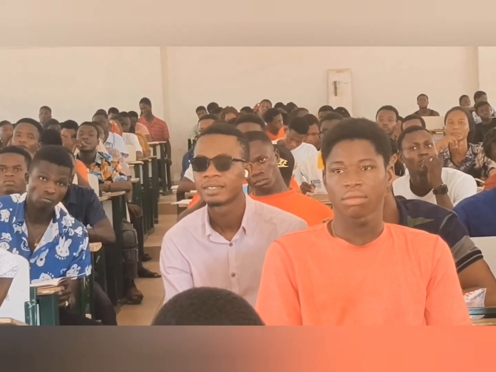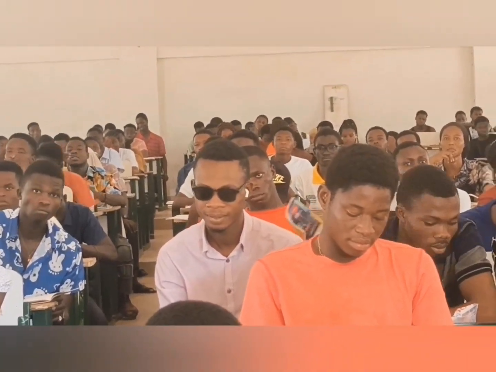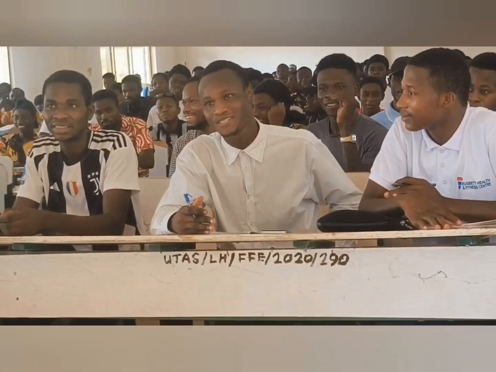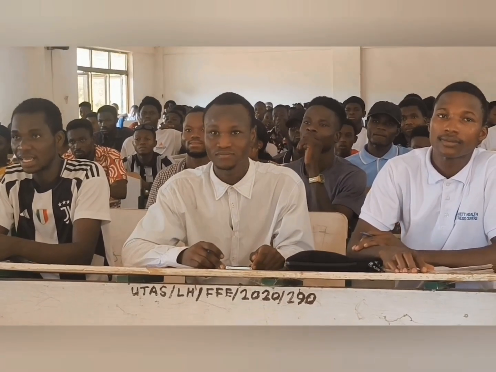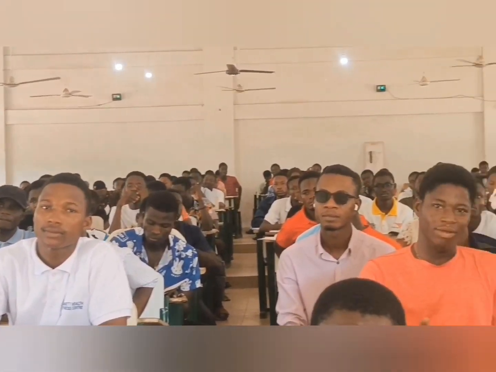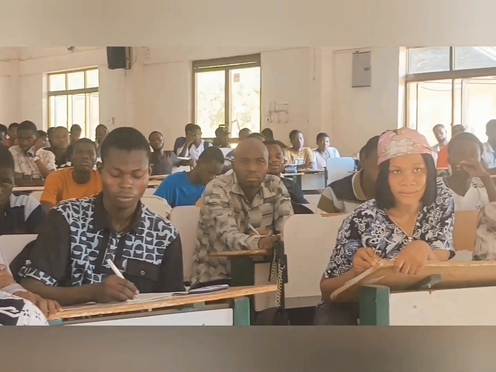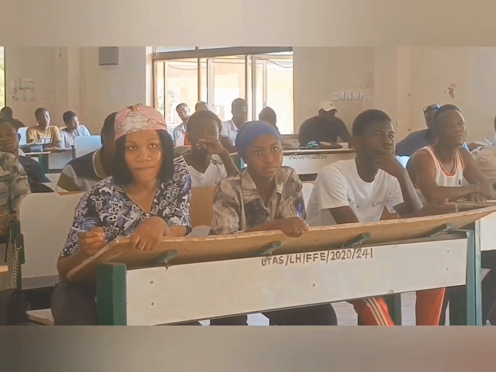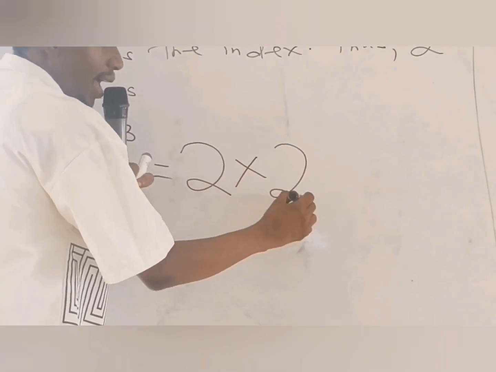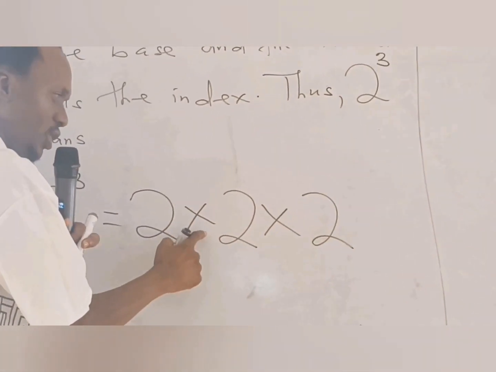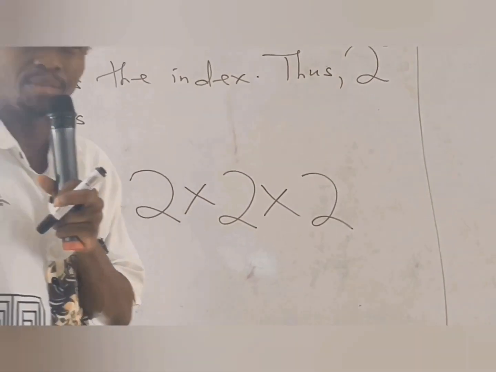Who can multiply 2 by itself 3 times? Is it true? No, it's not true. Do it yourself on your paper. 2 to the power 3 is the same as 2 times 2 times 2. How many times did you see the sign? Twice. Why did you tell me 3? It's wrong.